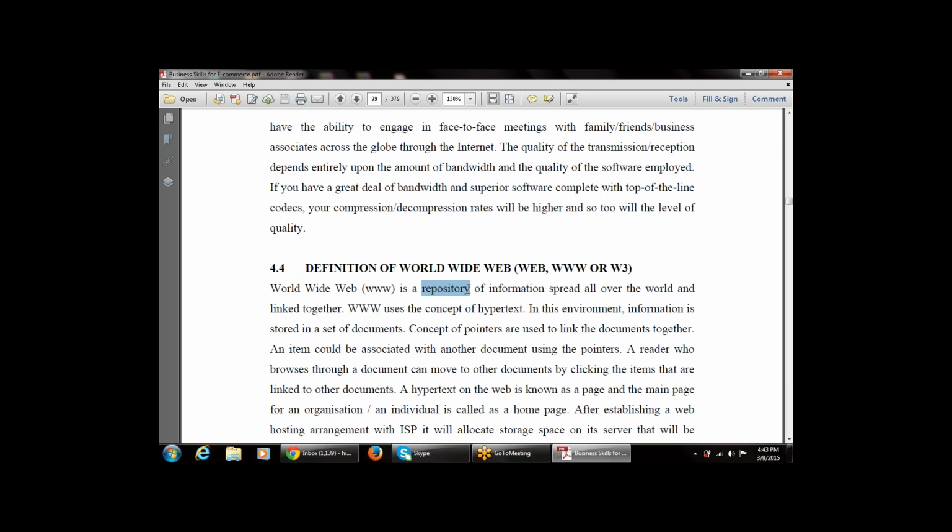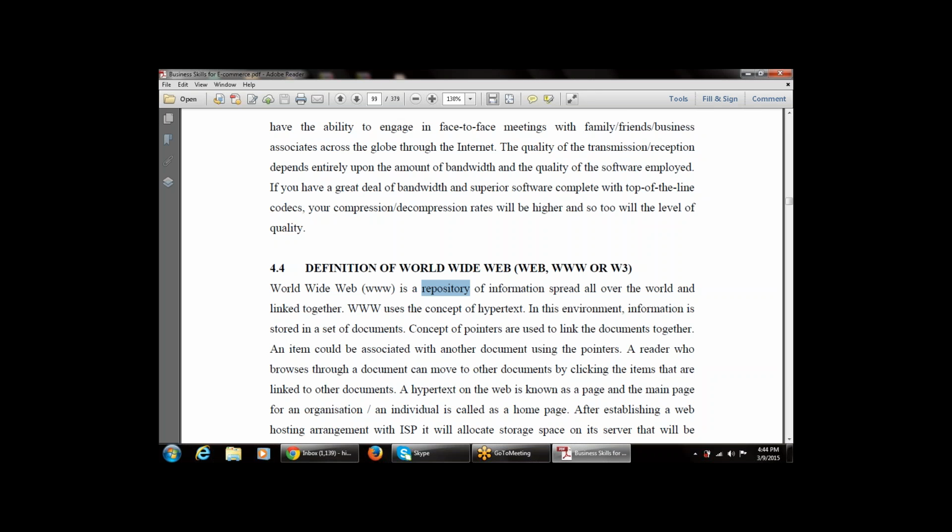Repository means collection, storing, database. That is a repository of information, a collection of information that is spread all over the world and linked together. That is, WWW is nothing but a collection of information that is used by everyone, from anywhere, at any time. So it is a repository of information that spreads all over the world and is linked together.